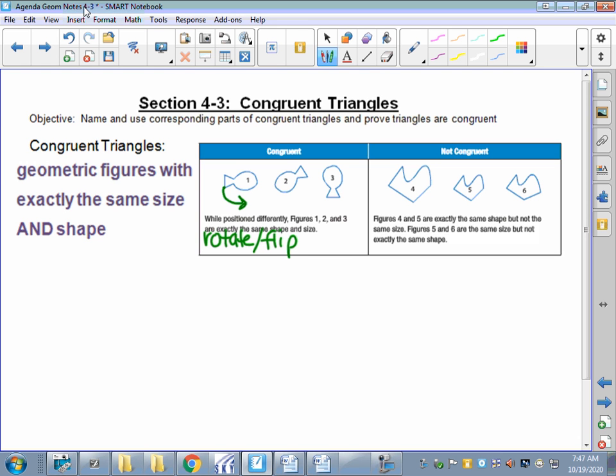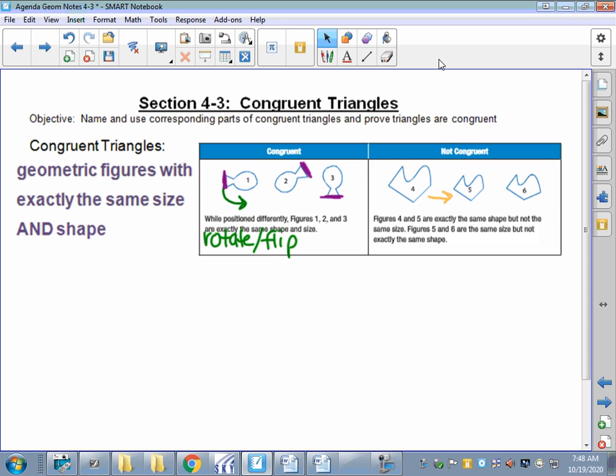Notice in the not congruent box, figures 4, 5, and 6, it looks to me like 4 and 5 are pretty similar, except 5 is a lot smaller version. So they are the same shape, but they're not the same size. So you really have to be watching carefully. If they're the same shape and size, they are going to have equal parts. Notice on the little fish over here, this tail part is going to be the same as this tail part and the same on the third tail part. So exactly the same size and shape.